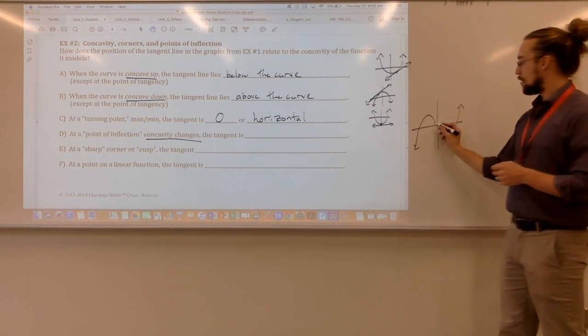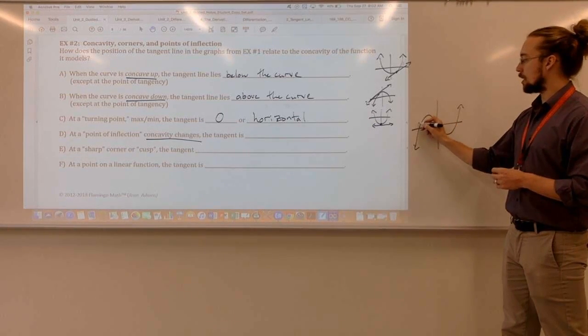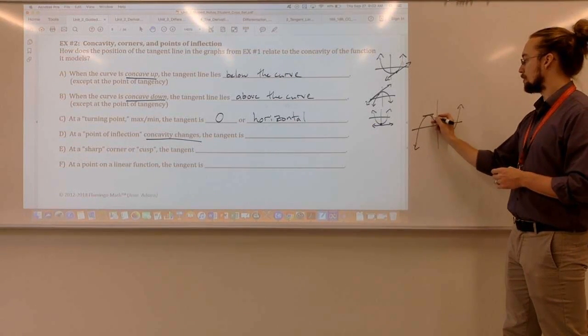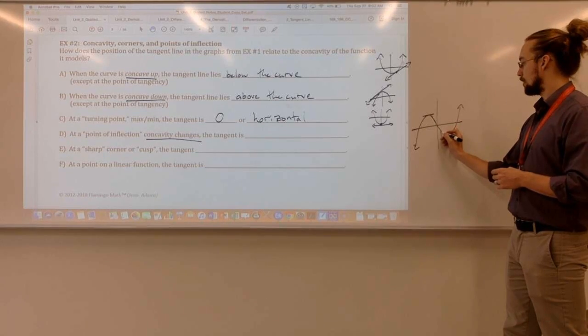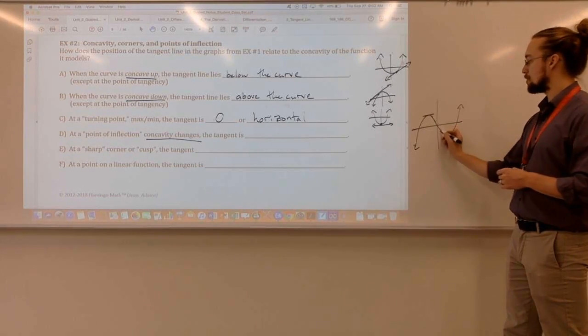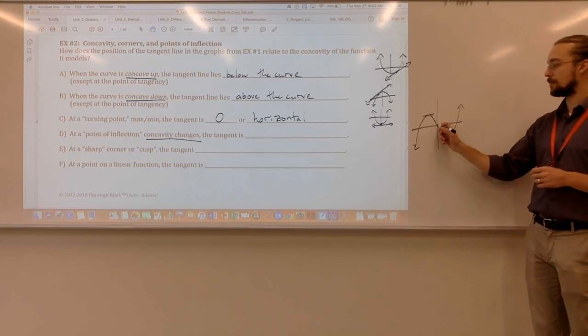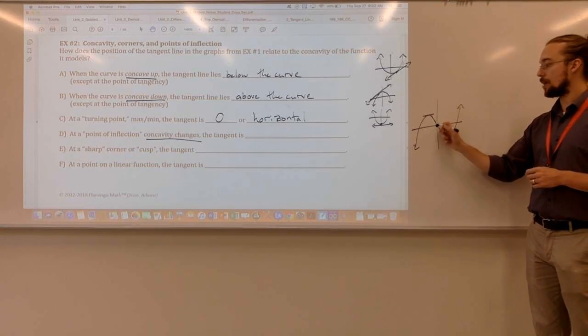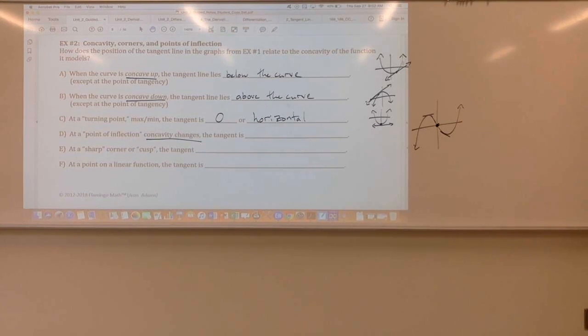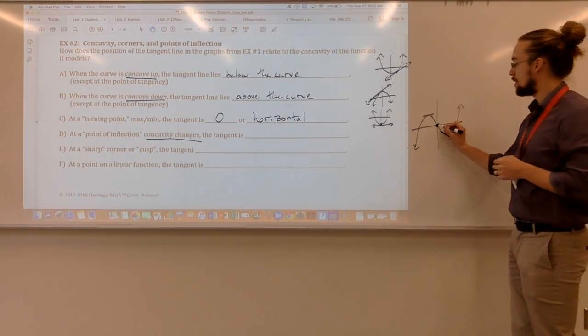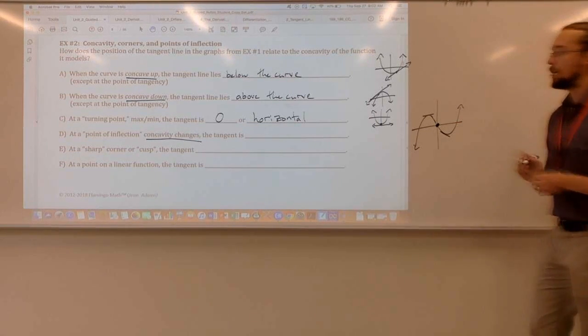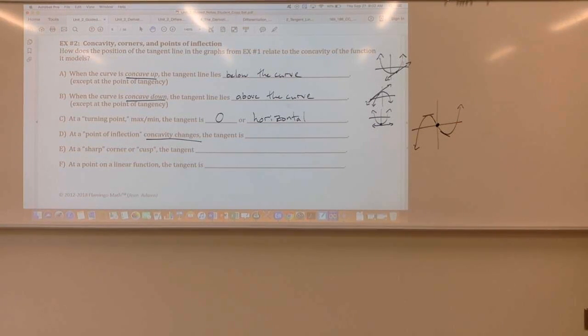If I think about sketching out tangent lines, here it's above the curve, here it's above the curve, here it's below the curve. So it's somewhere right in here where I change concavity. We call that the point of inflection. So the point of inflection is where we change concavity.